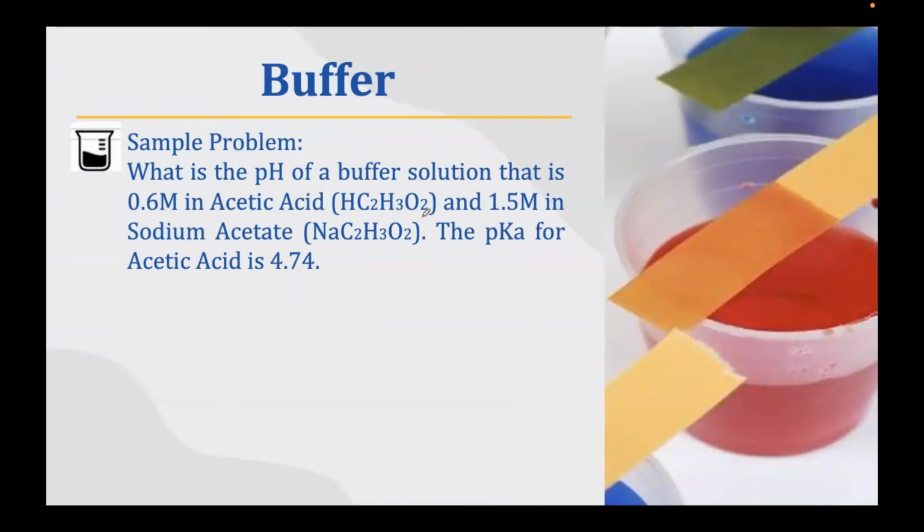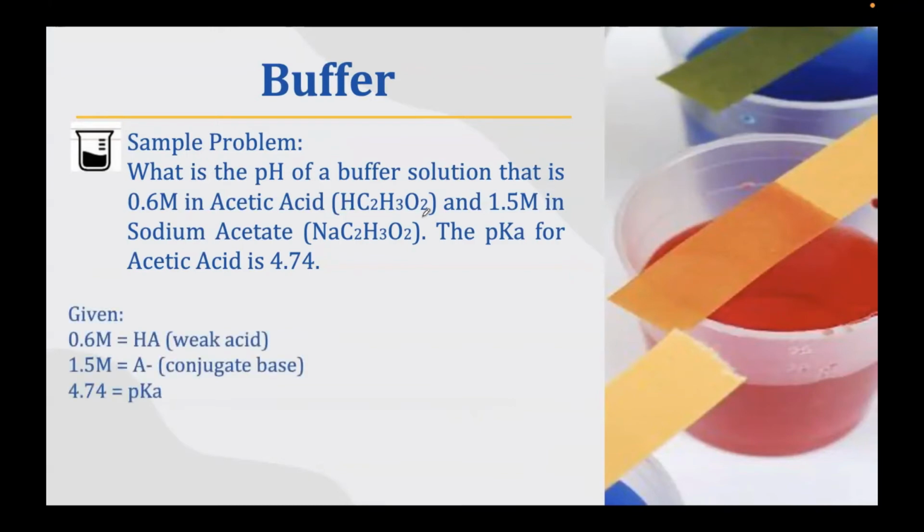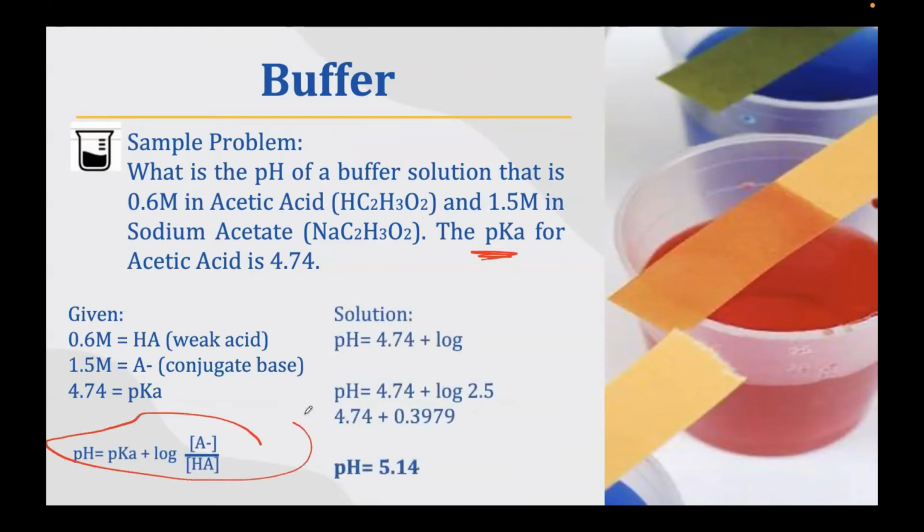So the first step is to write the given. And then identify mo alin dun si weak acid and then identify mo si conjugate base kasi si pKa given naman na siya. Okay, nasulat mo na yung given. Apply lang natin siya and substitute sa ating formula. Solution will be pH is equal to 4.74 plus the logarithm of your 1.5 molar divided by 0.6 molar. Next, pH is equal to 4.74 plus the logarithm of your 2.5. Saan po galing yung 2.5, ma'am? Dinivide lang natin itong 1.5 tsaka 0.6.